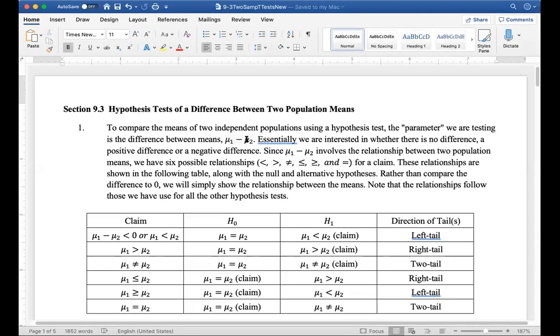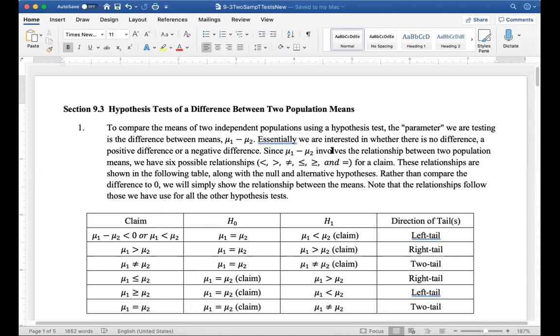We're interested in whether there is no difference or whether there is a positive difference. No difference meaning mu1 equals mu2, they're the same. A positive difference where mu1 is greater than mu2, or a negative difference where mu1 is less than mu2.